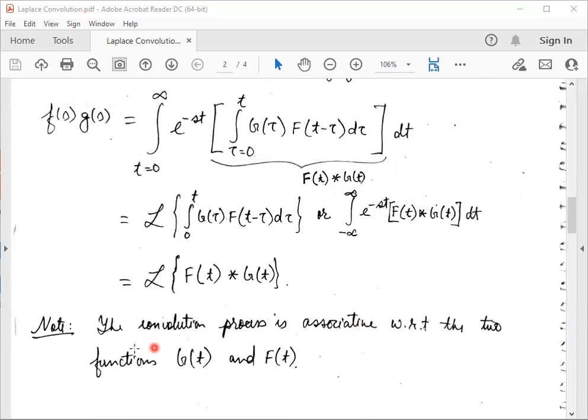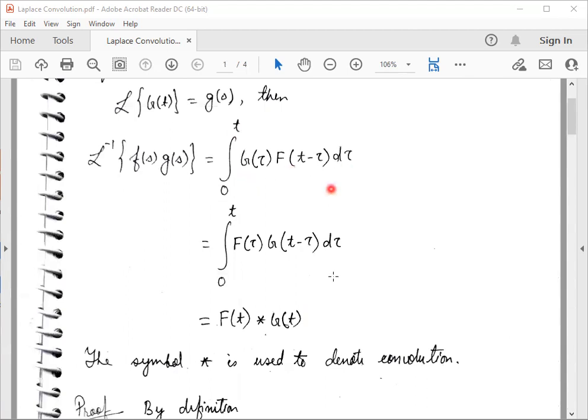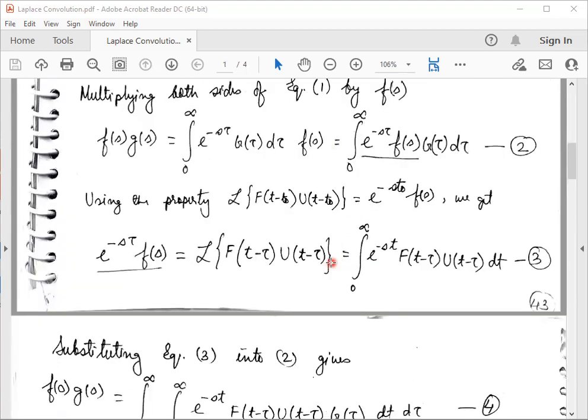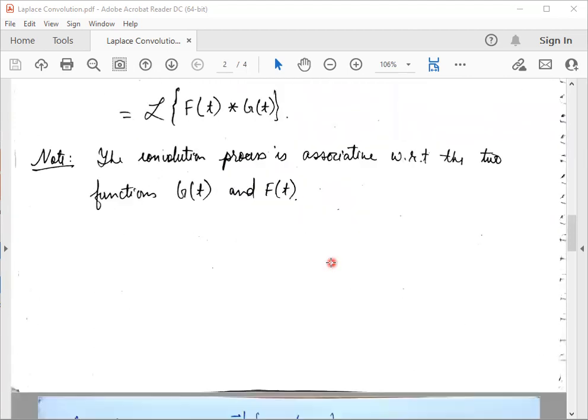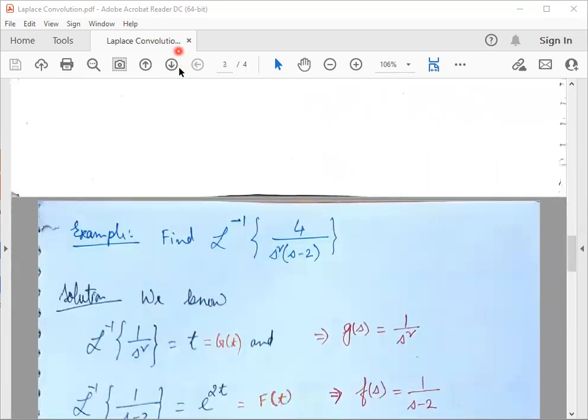And the convolution process is commutative with respect to the two functions g of t and f of t. That is, these two terms are equal. This integral is equal to this integral. Okay, let us look at one example of this.